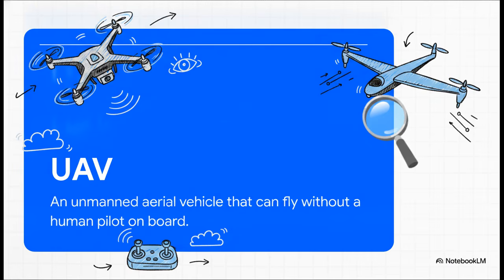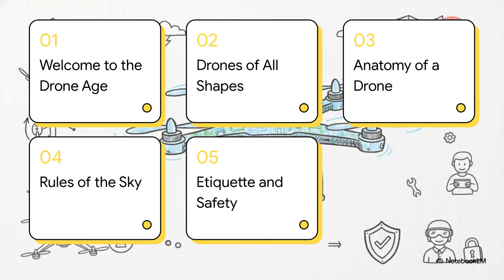So here's our flight path for today's explainer. We're going to cover Welcome to the Drone Age, drones of all shapes, anatomy of a drone, rules of the sky, and finally, etiquette and safety. Let's get right into it.